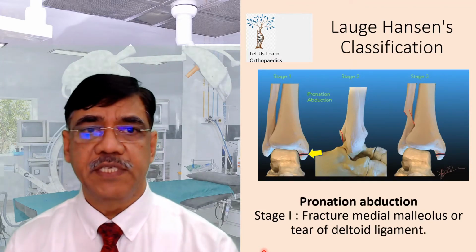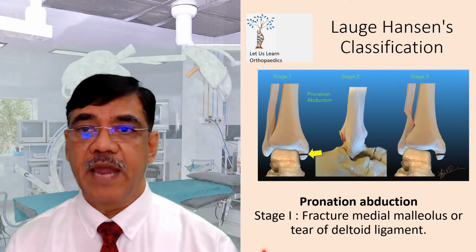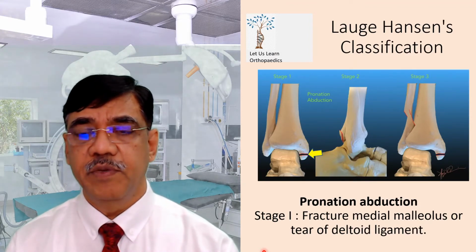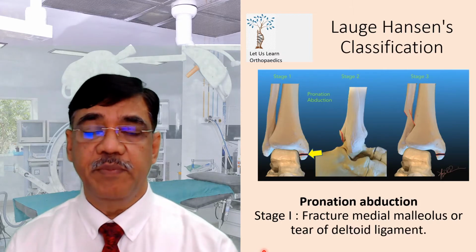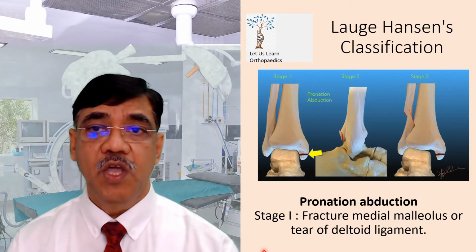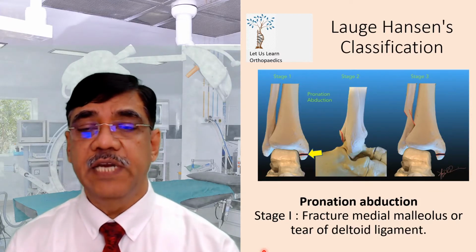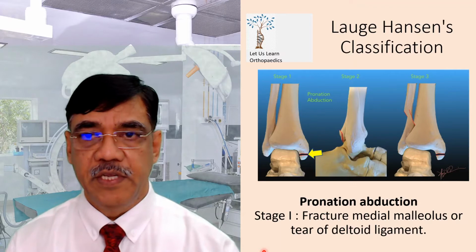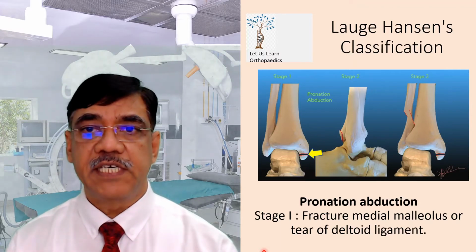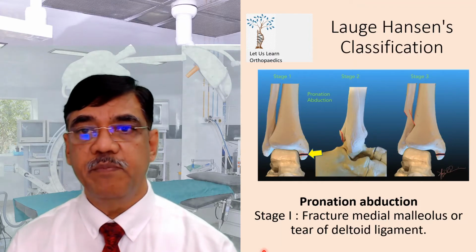The third group he has described is the pronation abduction. In stage 1, because of the pronation, already the medial structures are tight, so as soon as the abduction occurs, the fracture of medial malleolus or tear of deltoid ligament occurs. Here, as you can notice, the medial malleolus is fractured transversely as if it has been plucked.